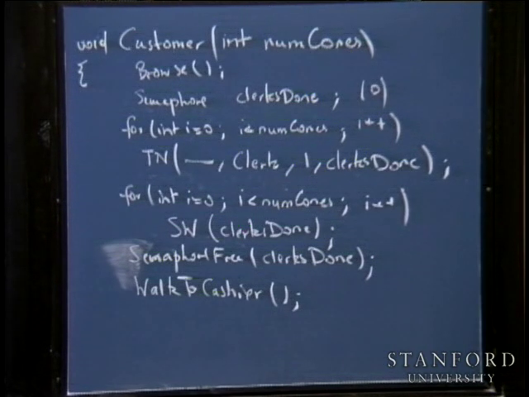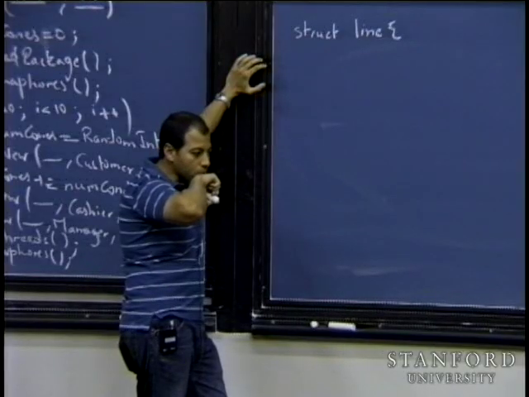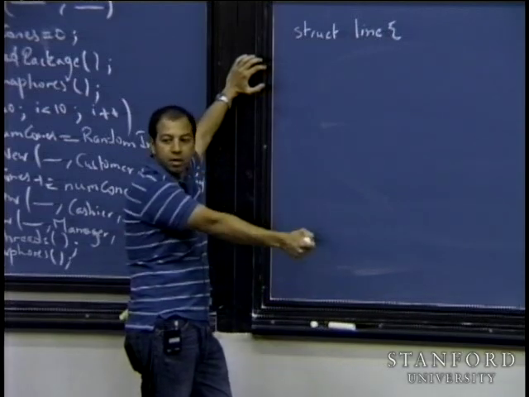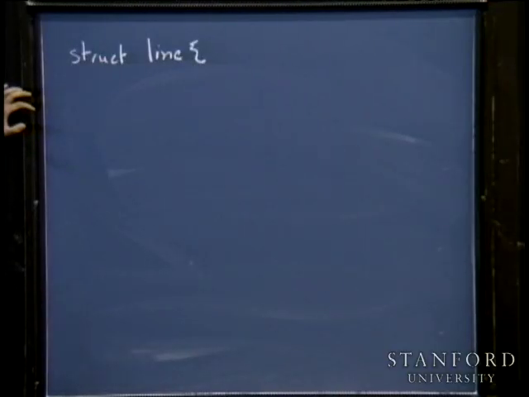We call it line. And this struct has all the semaphores that will handle the communication between the customer and the cashier. Now, the customer has to go to the cashier. It has to stand in line, and it has to wait for its turn. So basically, it has to take a number, right? Which is the next place available in the line, okay?